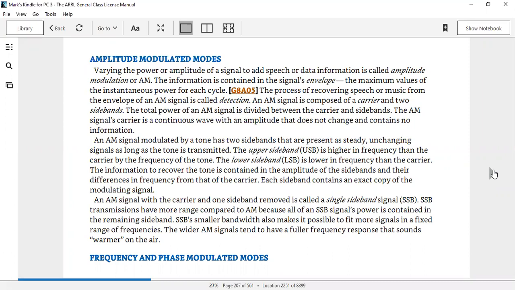Varying the power of the signal is called amplitude modulation, or AM. Everybody's familiar with AM radio. The information is contained in the signal's envelope or bandwidth. The envelope is more than the bandwidth. The bandwidth is the frequency spread, and the envelope is the bandwidth including the height and the power levels.